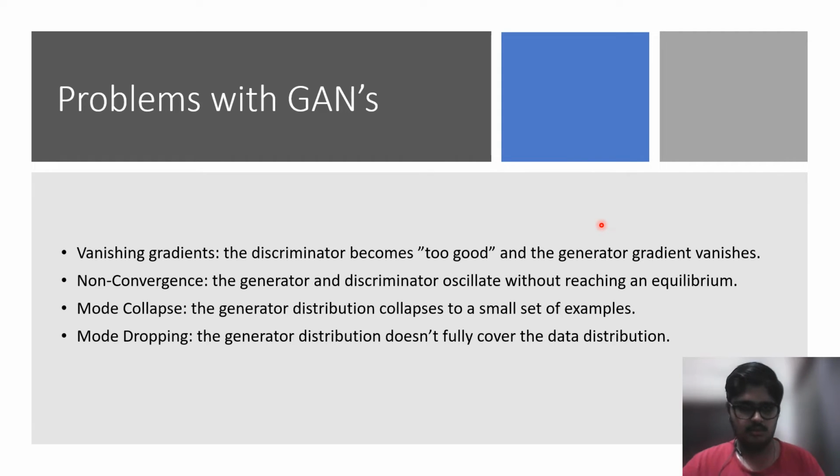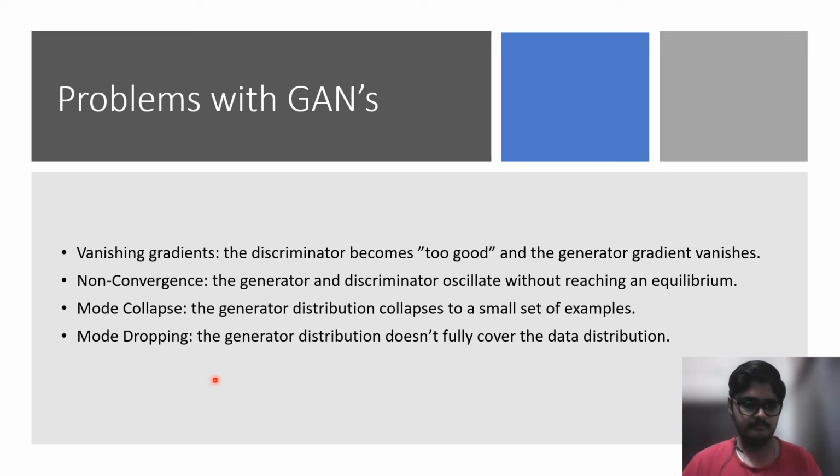So no matter what the generator does, it can't make the discriminator believe that the images that it has generated are real. Coming to non-convergence, the generator and discriminator oscillate without reaching an equilibrium. Mode collapse: the generator distribution collapses to a small set of examples. In mode dropping, the generator distribution doesn't fully cover the data distribution. These are a few problems that we face while working on various GAN models.